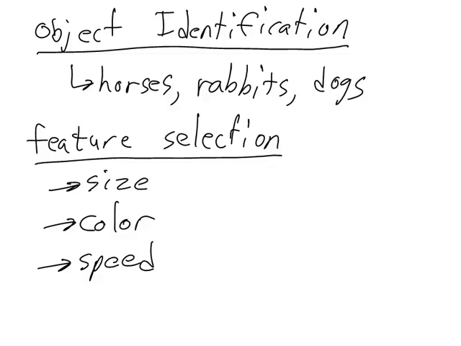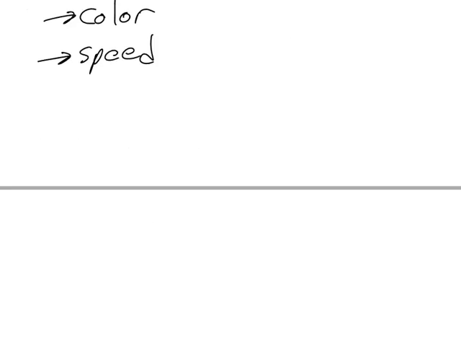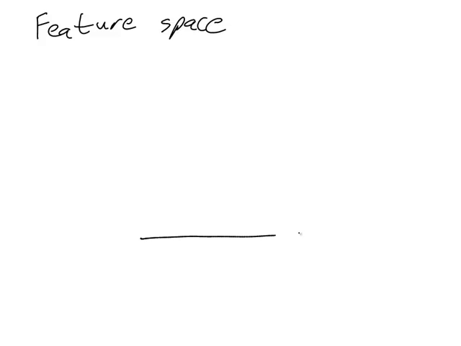In fact, much of the process of feature selection involves taking a lot of images, trying out which features are relevant and which features are not relevant, and seeing whether the object identification is successful or not. It takes a little bit of trial and error. But for this example, I'm going to suppose that we're using size, color, and speed. The next thing that we're going to do is draw our feature space. Since we're using three features, we need to have a feature space that is three-dimensional.